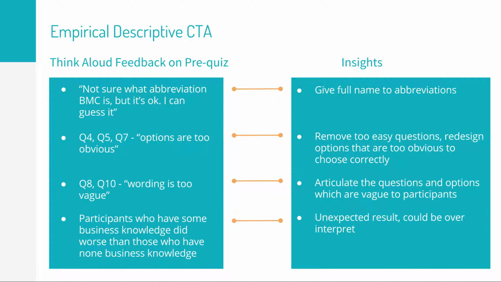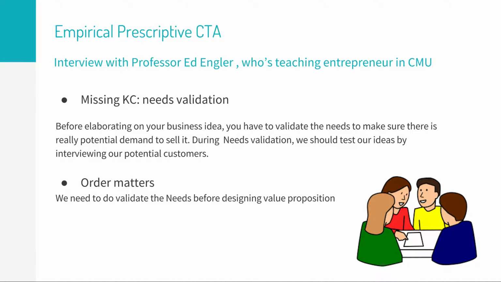Then we move on to CTA. We did think aloud feedback on our initial pre-assessment questions. Then we used the insight derived from think aloud feedback as a guide to revise the summative assessment. We interviewed Professor Engler for empirical CTA. There are 2 important findings.